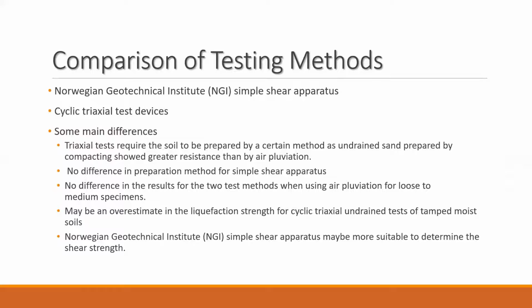In the paper written by Tiwari and Brandon, we see that there are two main methods used: the Norwegian Geotechnical Institute simple shear apparatus and the cyclic triaxial test devices. The main differences between the two test devices are that triaxial tests require the soil to be prepared by a certain method, as undrained sand prepared by compacting showed greater resistance than by air pluviation. There was no difference in preparation method for simple shear apparatuses.